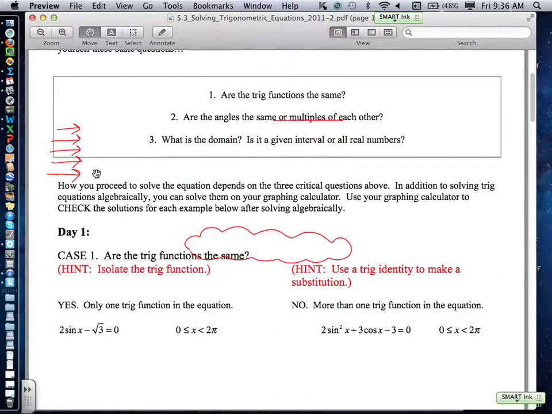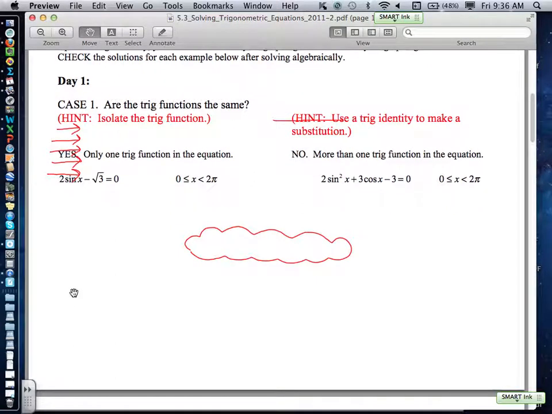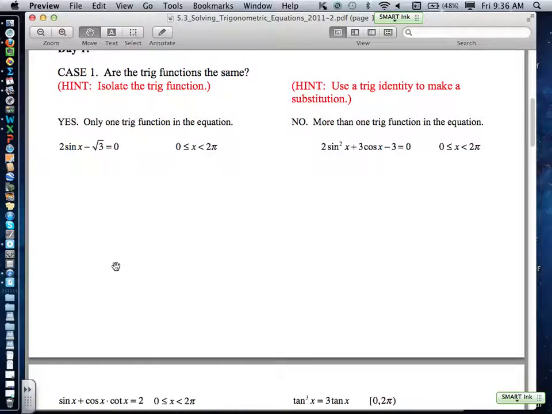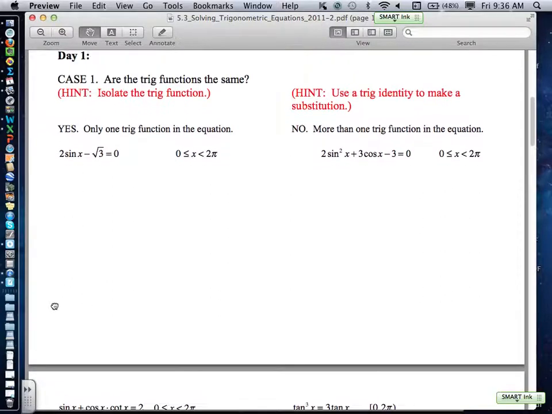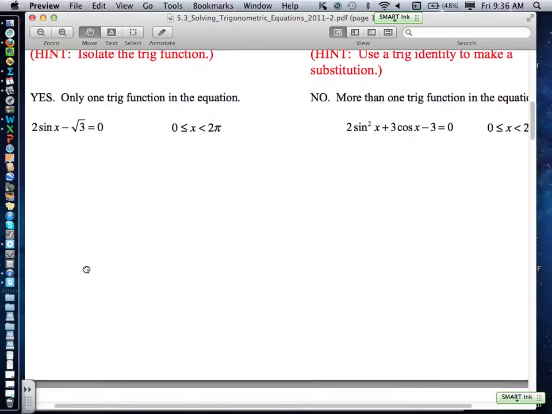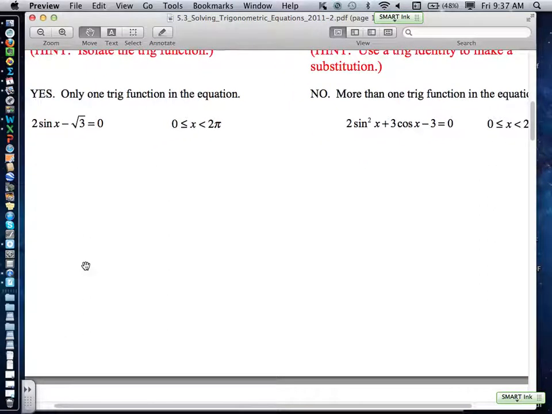So let me scroll up here to the examples for today. Get rid of my little cloud. There we go. All right, so our first problem here is 2 sine x minus root 3 equals 0. I guess I'll leave it right there. Good. And the domain here is 0 to 2 pi. So we look at the equation and we ask ourselves a question, are all the trig functions the same? Is there just one trig function? In this case, yes, there's only one trig function in the equation.